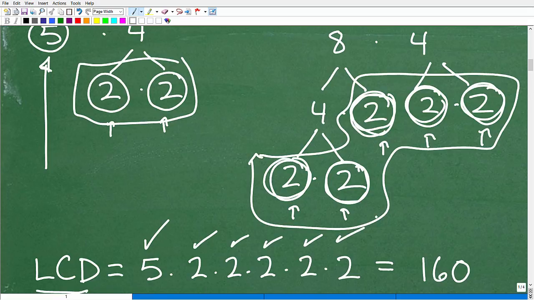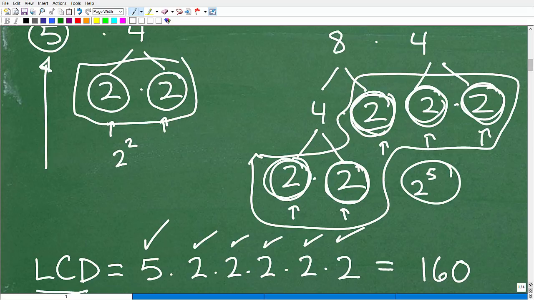Another way to express this is that 2 times 2 is the same thing as 2 squared, and this is the same thing as 2 to the 5th power. We need to pick the highest power. So that's 2 to the 5th, just like this. And of course, we had 5. Does that make sense to you?